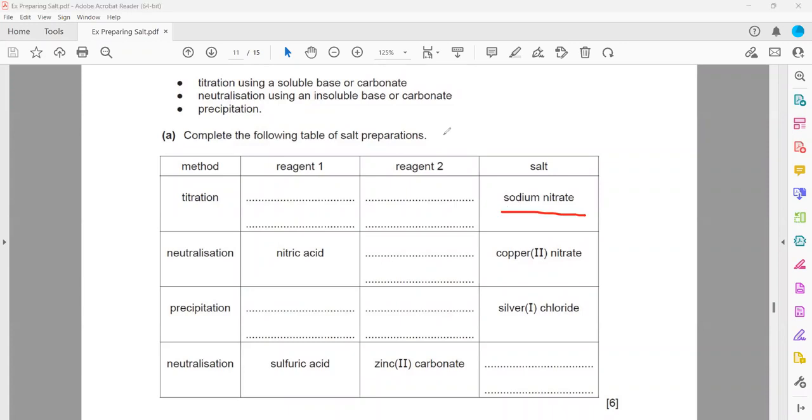So sodium nitrate. Which acid should I use? Because I want nitrate, it should be nitric acid. And because it is titration, we use acid with an alkali. So reagent 2 should be an alkali. Which alkali, or hydroxide basically? It should be sodium hydroxide.